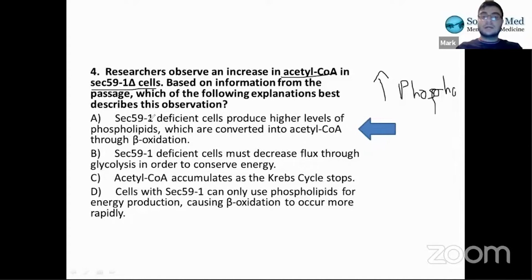A, sec deficient cells produce higher levels of phospholipids, which are converted into acetyl-CoA through beta oxidation. That's basically exactly what I just said, so that seems like a good answer.